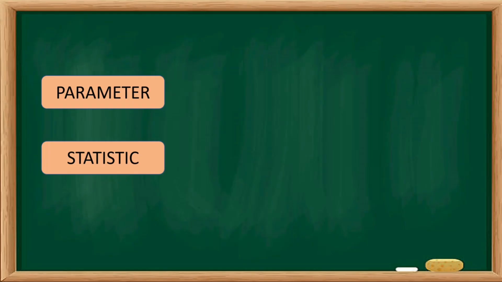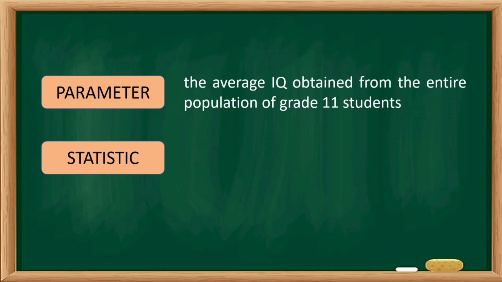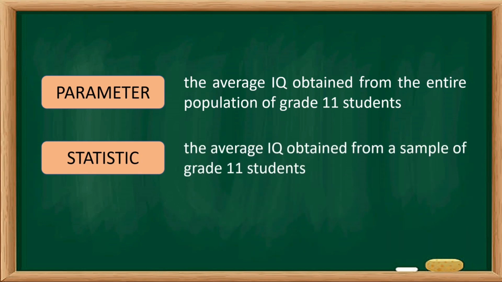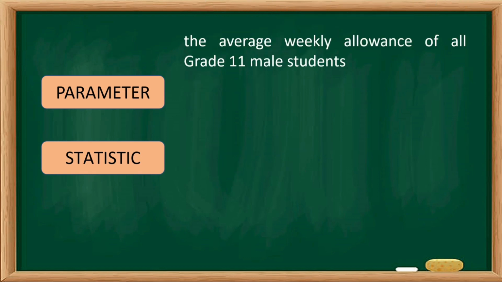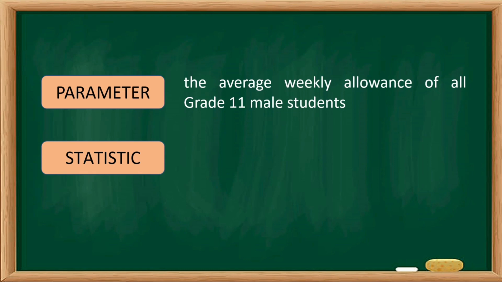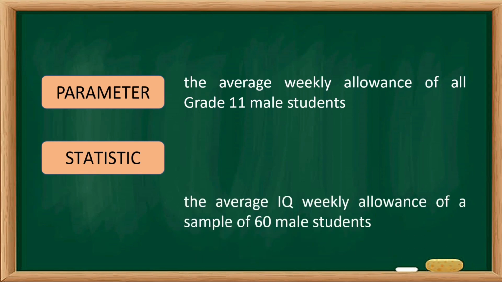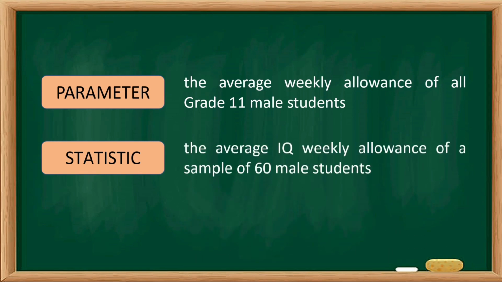Take time to listen to the examples for you to be able to answer the following activity. Parameter: the average IQ obtained from the entire population of grade 11 students. Statistic: the average IQ obtained from a sample of grade 11 students. Next, parameter: the average weekly allowance of all grade 11 male students. Statistic: the average weekly allowance of a sample of 60 male students.